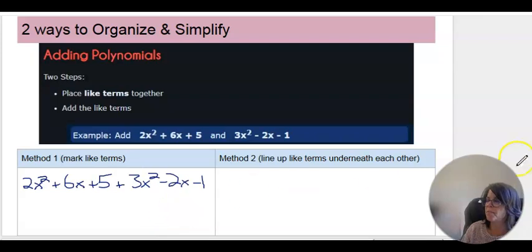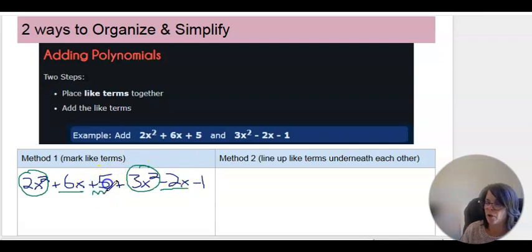So what I want to do is mark the items that are like. And I can do that by circling or underlining and showing different ways of which ones match up. This one has an x squared and this one has an x squared, so those are like terms. This one has a plain x and so does this. Notice I'm underlining the sign in front of the number with it. And I also have two plain numbers here.